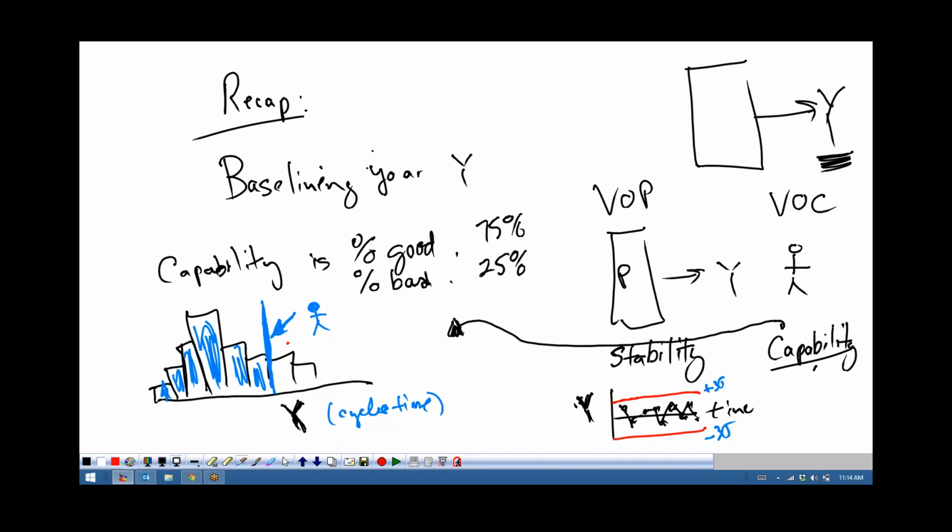Now, a couple more questions. So how does this differ from the average? How does capability differ from the average of a process? I mean, we often hear, oh, the capability, well, its current baseline is 18.25 minutes on average. How is capability better than saying the average? Or how is this combination of stability and capability better than just stating the average? The average is stating where you're at, and the capability is where you want to be.